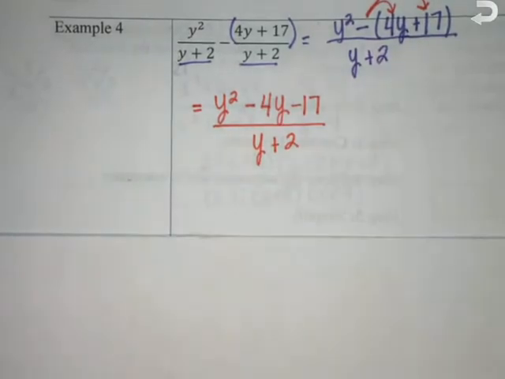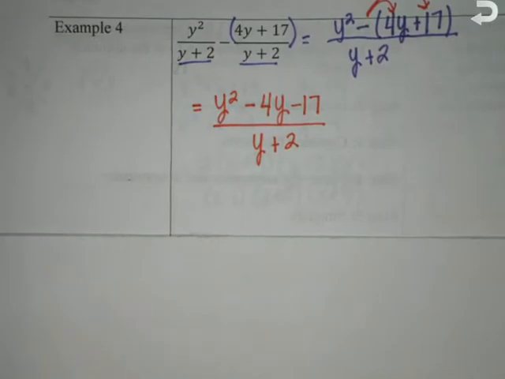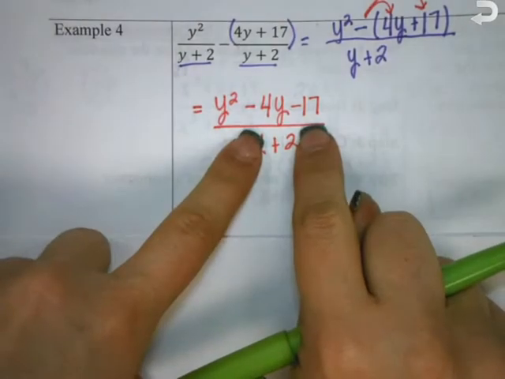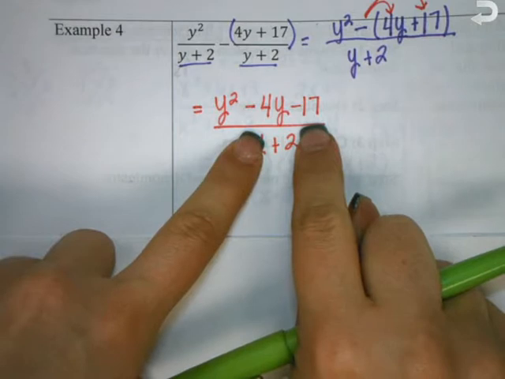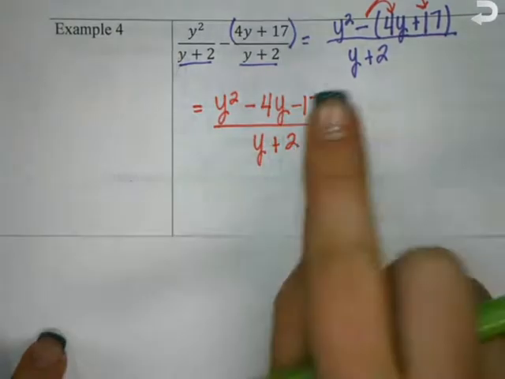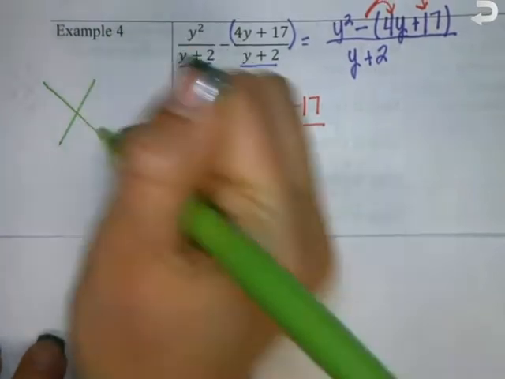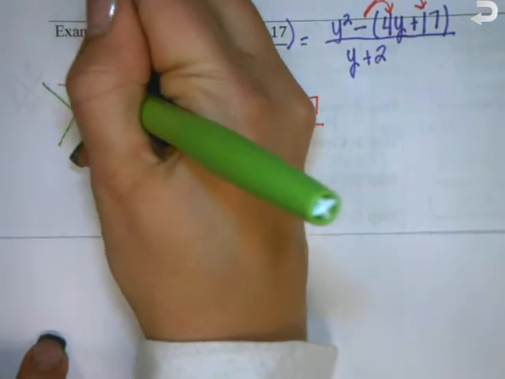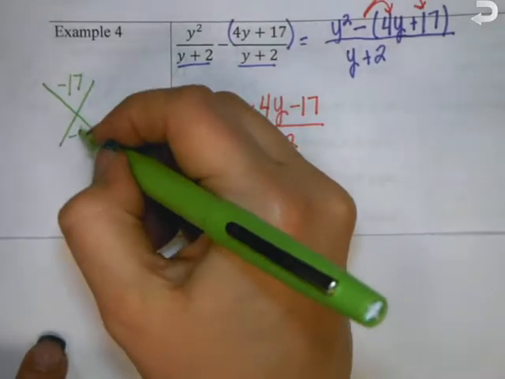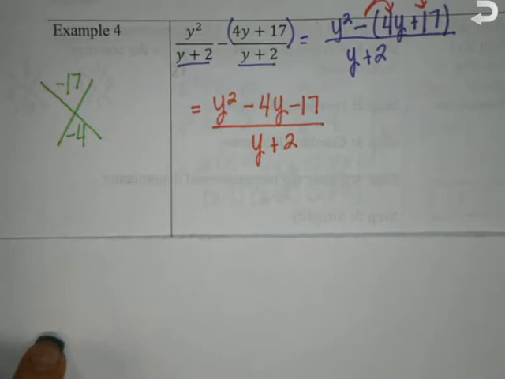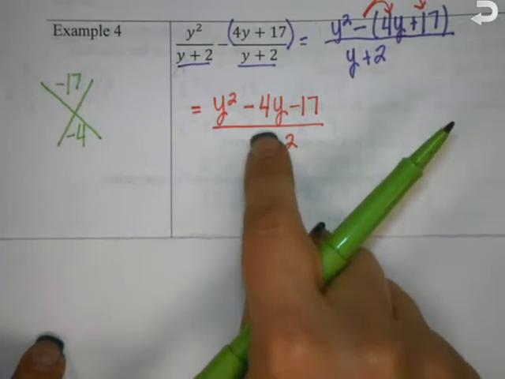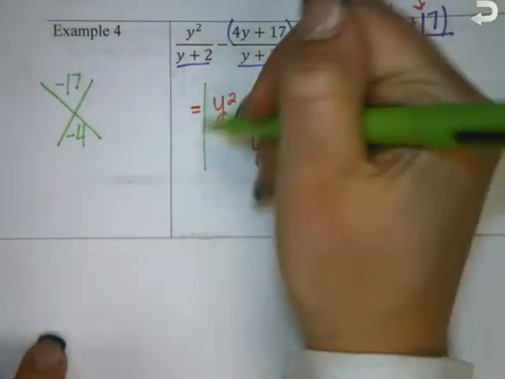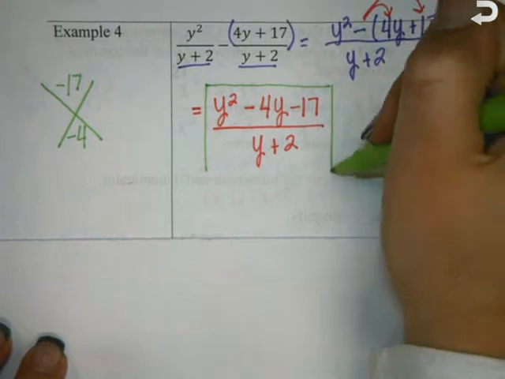We are not done yet. Can I factor this? Yeah. What method would I use to factor? Diamond. So let's do the diamond method. I'm looking for two numbers that multiply to negative 17 and add up to negative 4. Nothing. So is this factorable? No. So that's your answer. If you cannot factor it, we can leave this as our answer.